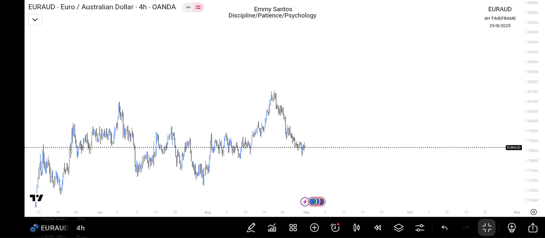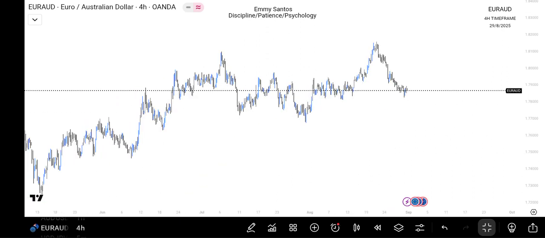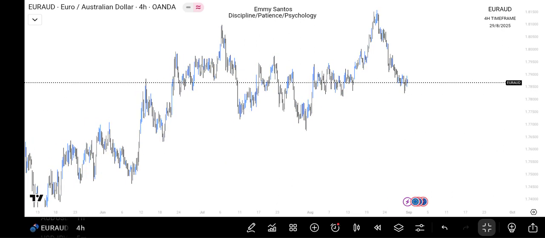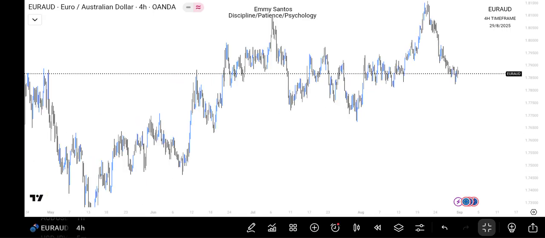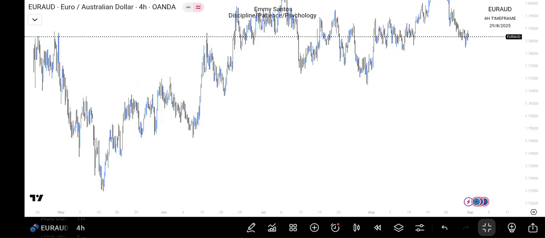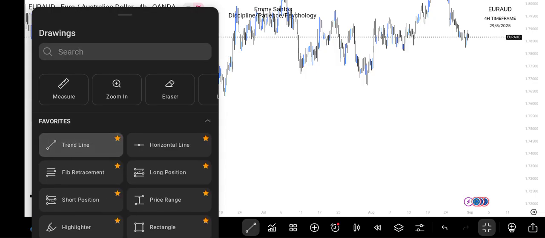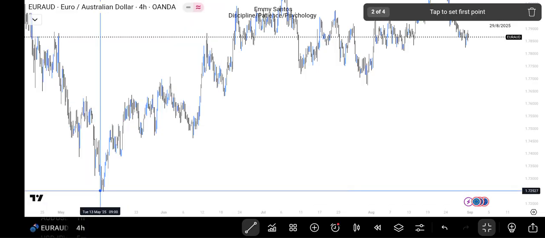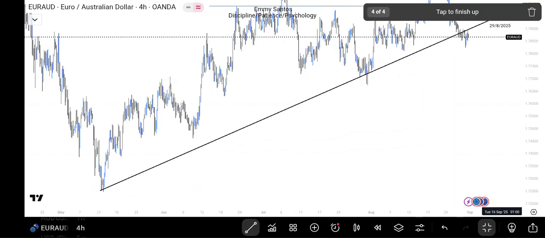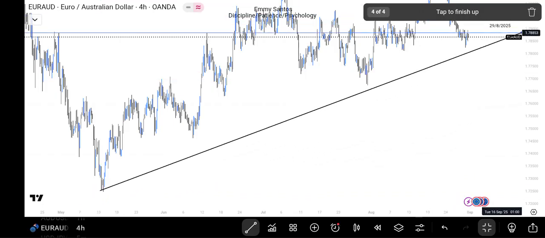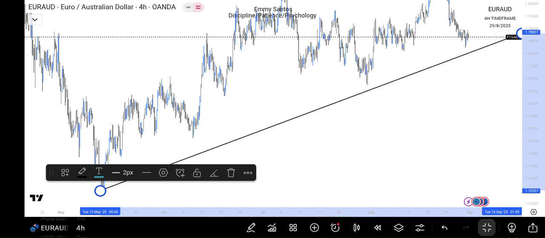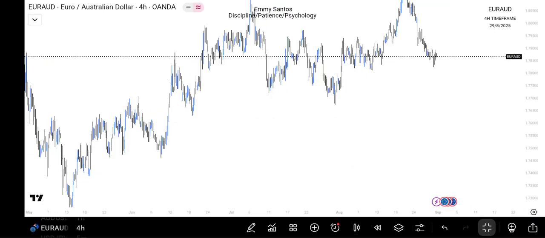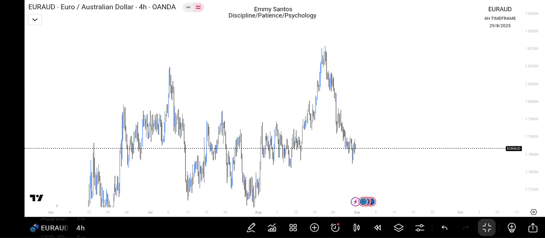So back to Euro AUD. If you notice, we are in an uptrend. Let me use the trend line tool to draw and show you. We're in an uptrend, a very, very good uptrend. So this is what price does.